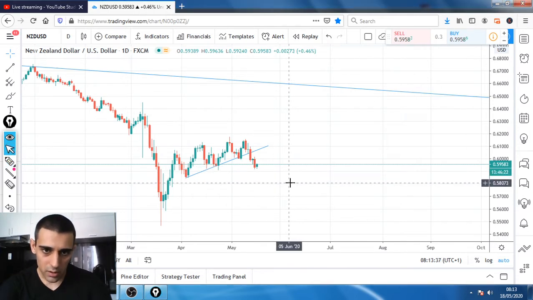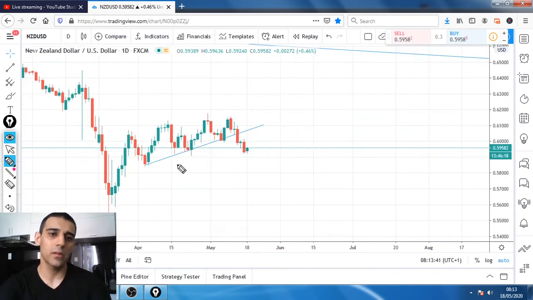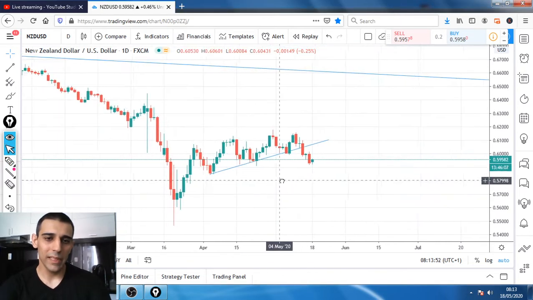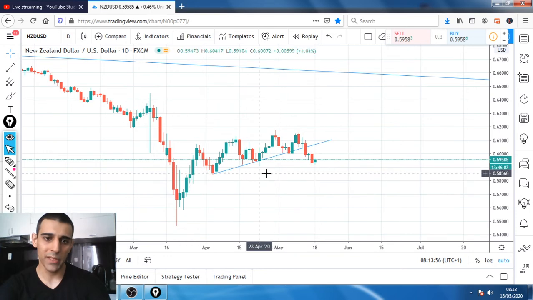Let's just triple check. No, it has not taken out this spike low down here. But as of this move in here, it's looking pretty strong towards the downside, and I'm thinking that I will give it a try for short trades. Potentially, as the first target, I will be looking down to this low in here.